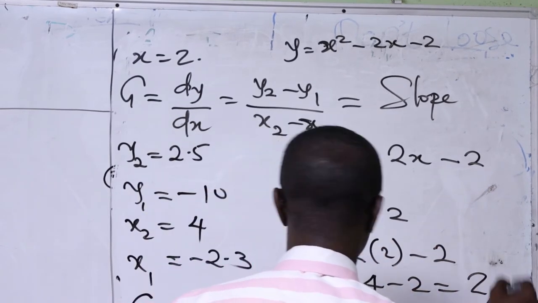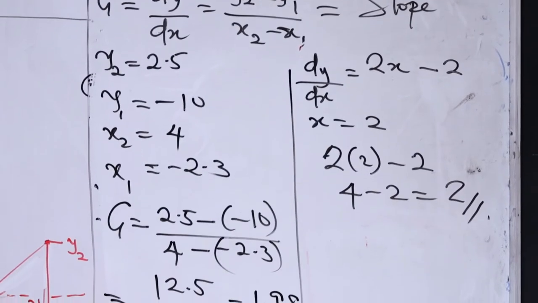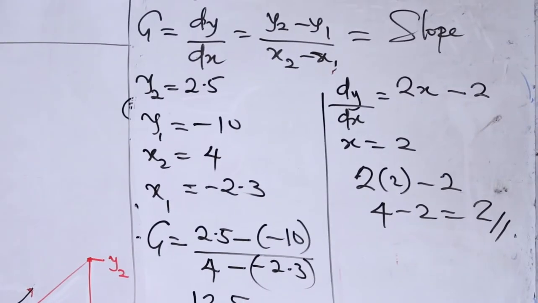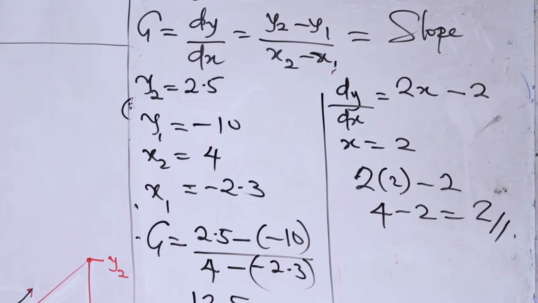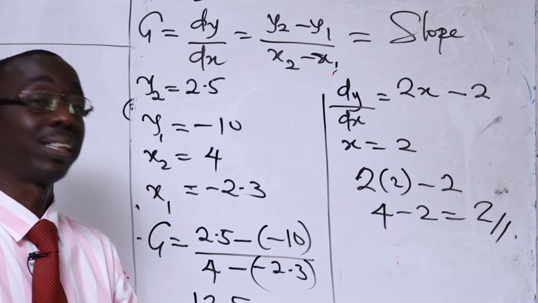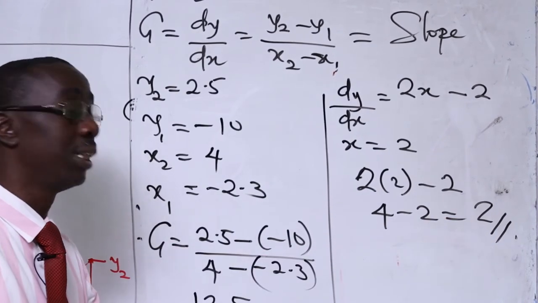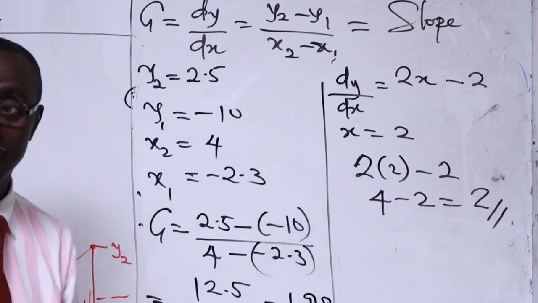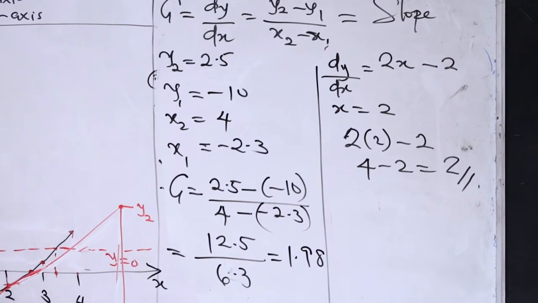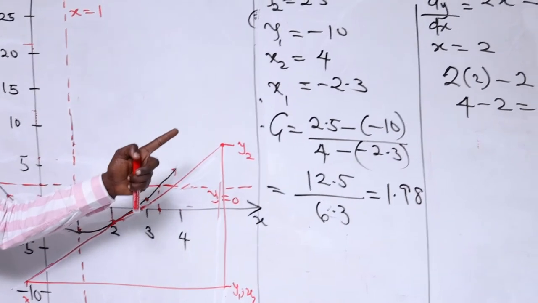Please, can you put your hands together powerfully for him? That's a good one. 1.98 has just reflected the actual value. If he puts this to the nearest whole number, that's what? Two. And that shows he has actually worked on his tangent closely well. He has also tried and he has gotten the right angle.